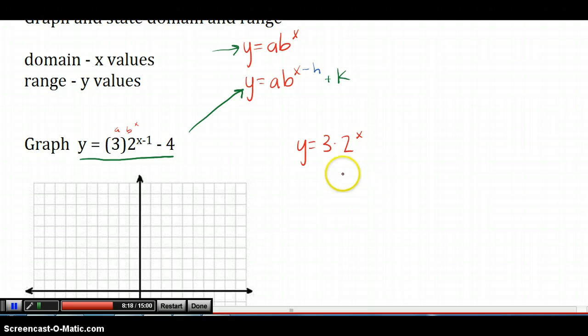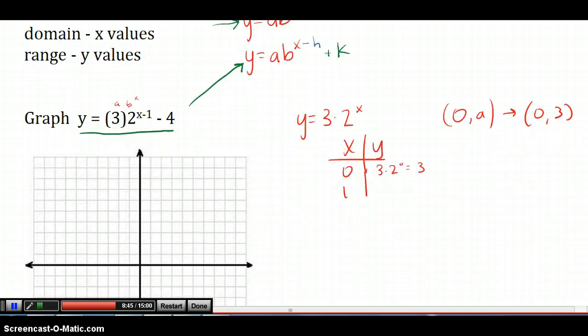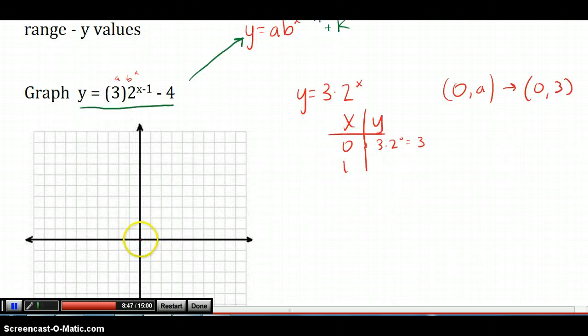So you have your 0 and your 1, which is pretty simple because anything to the power of 0 is just 1. So if you plug in 0, you just get 3 times 1, which is 3. And you already know that this is going to go through the point 0, comma a, and 3 is your a, so it's going to go through the point 0, 3. So you really don't even have to show your work right here, because you already know that that's going to happen. So you graph the point 0, 3.